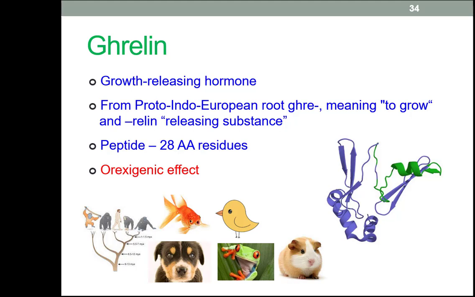It's released if blood sugar levels are low. And the way it binds to its receptor in the hypothalamus is conserved in primates, rodents, fish, dogs, amphibians, birds and us, of course, suggesting its physiological role evolved very early in the history of multicellular life.